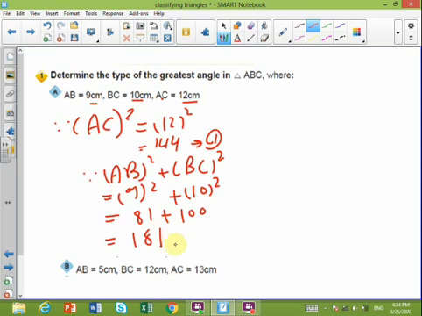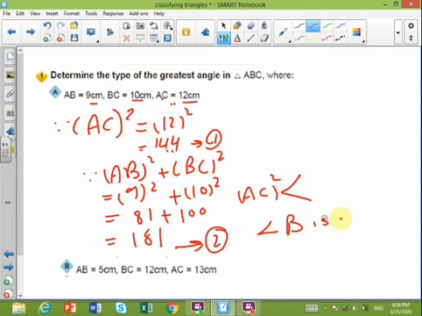equals 181. So this is number 2. From 1 and 2, AC square is smaller than the sum of the other two square. So also angle B, which is opposite to AC, is an acute angle. And the triangle, of course, is an acute angle triangle.